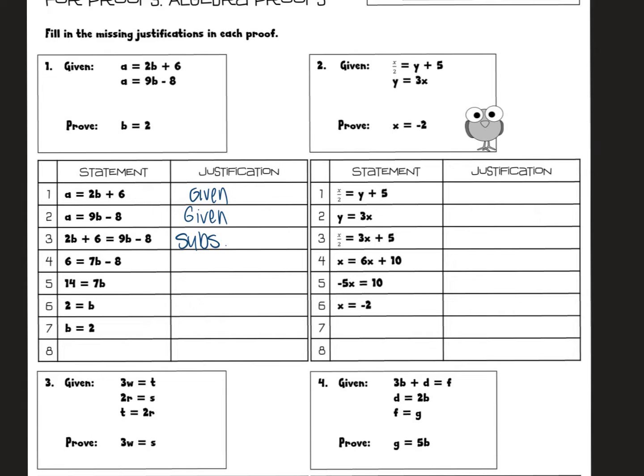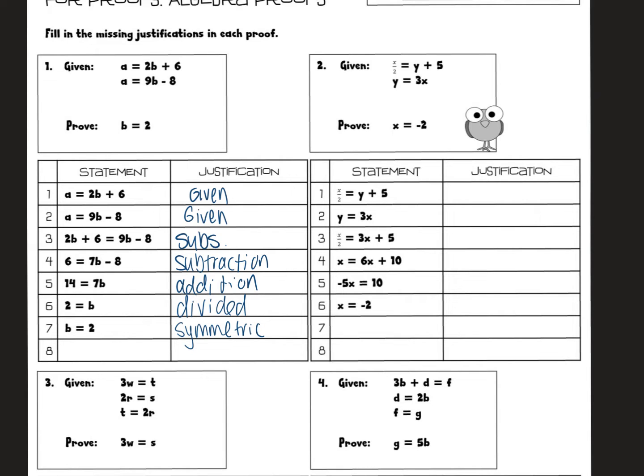Okay, then it looks like we took our 2 and subtracted it over to the 9 to get a 7 here. So that would be subtraction. Then we moved the 8, we added the 8 over. Then we divided and flipped it, so that's symmetric. And these are all properties of equality, but for time's sake, I am just shortening those as we go over them.